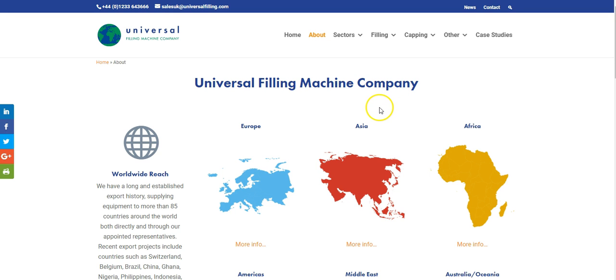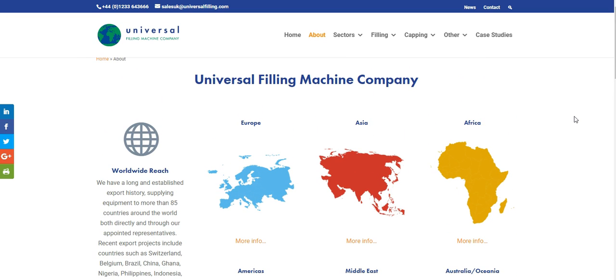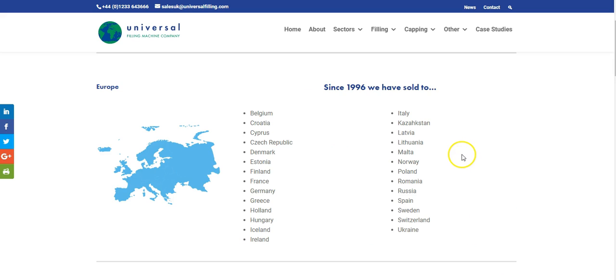However, what there is within this website is this page. This page talks about the international focus, and it introduces parts of the world. Let's go to that person from Sweden, which is in Europe. So they click on more info here. What that gives them is a list of countries that the business has sold to within their area, which does include Sweden. However, that's not very much. It's not giving the potential customer much to grab onto.